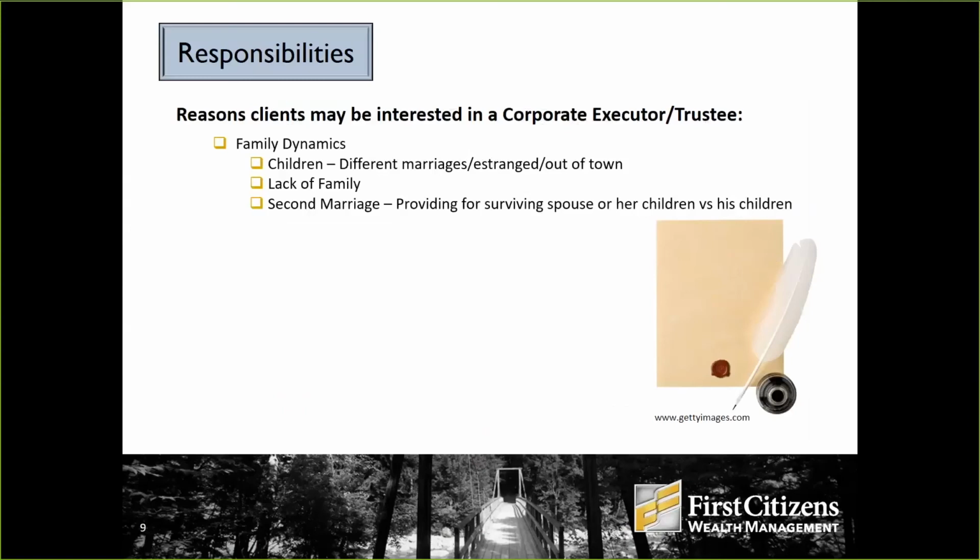Children from a prior marriage may feel that the new surviving spouse is not necessarily looking after their best interests. Sometimes a corporate fiduciary, like First Citizens, can help navigate these conversations in an unbiased manner. Our goal is to simply carry out the wishes of the decedent.